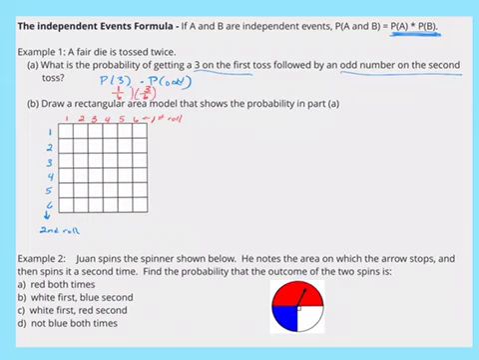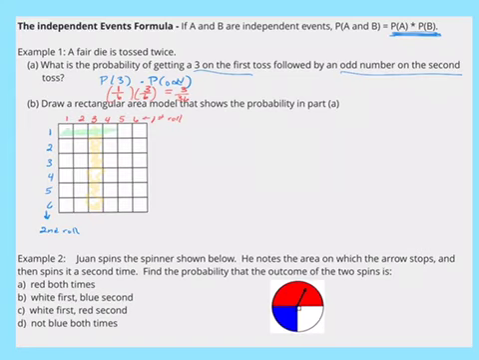To show that's true, we're going to use the rectangular area model to show the probabilities here. If I look here, in red is going to be my first toss, and that's going to be the probability of getting a 3 on my first toss. So I'm going to shade in. This would be my first toss is a 3, right? And then for the probability of my second toss, I'm going to be looking at the outcomes where I get an odd on my second toss.